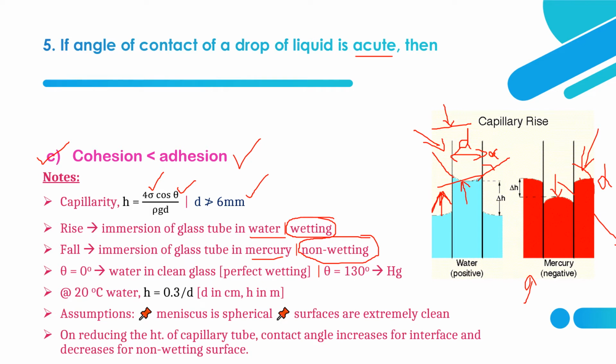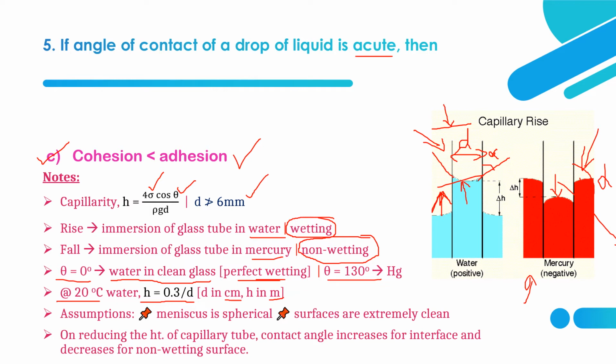And when is the angle of contact 0 degree? For water in clean glass. When water is in clean glass, the angle of contact shall be 0 degree, and it is known as perfect wetting. And for mercury, the angle of contact is 130 degrees, which is nothing but an obtuse angle. At 20 degrees Celsius, a general empirical formula can be followed: h is equal to 0.3 divided by d, where d is the diameter of the capillary tube in centimeters, and the capillary rise is in meters.